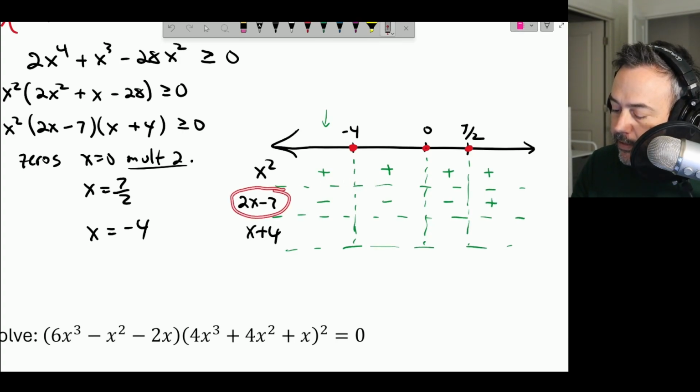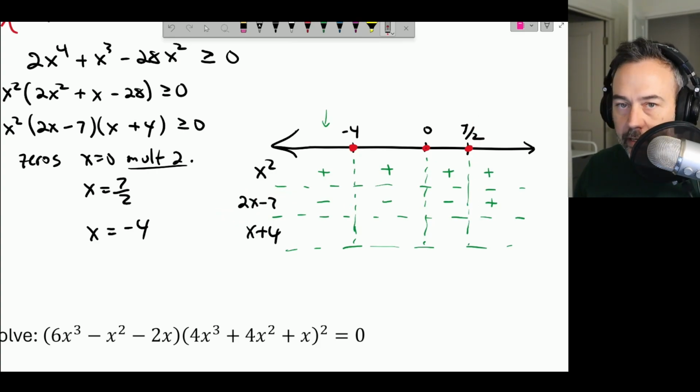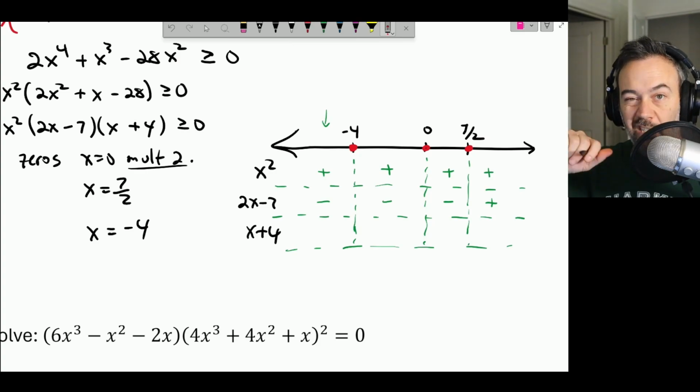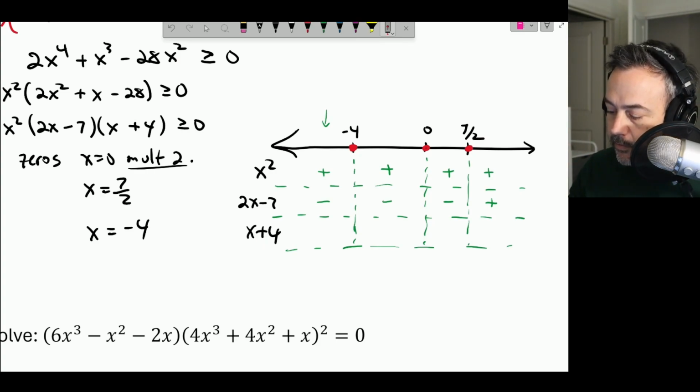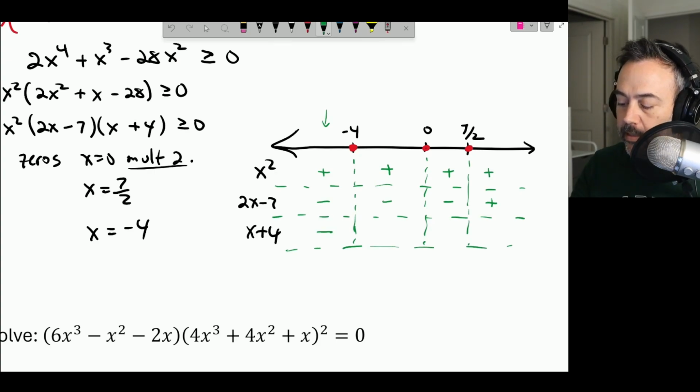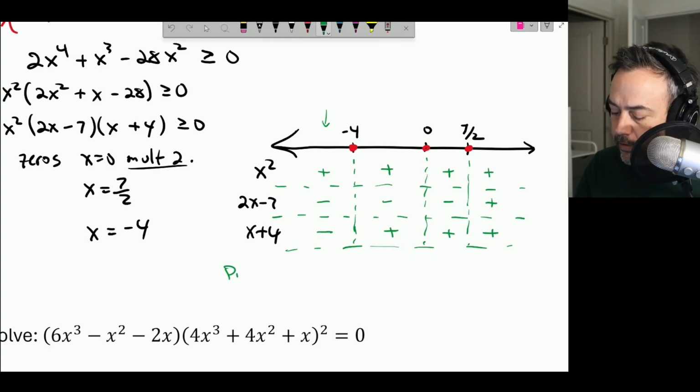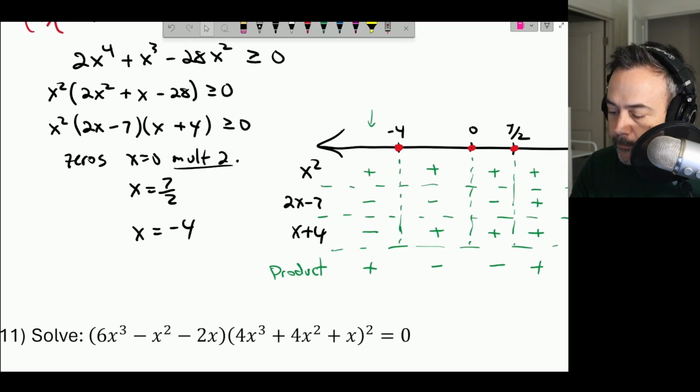Notice the sign of this factor switches at the zero of that factor. You just got to be careful of whether it starts out negative or positive. This one starts out negative. So I plug in -10, that's to the left of -4, it's negative. When you go past the zero, it switches to positive. Now the product is positive. Positive times a negative times a negative is positive. Negative, negative, positive.